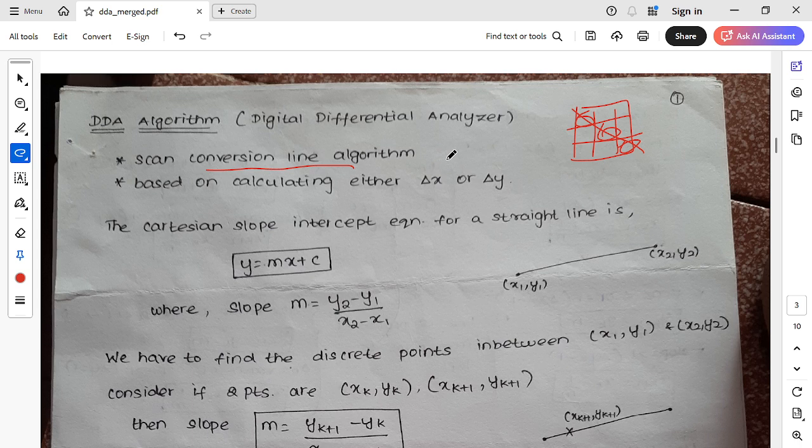Another important thing is that the DDA algorithm is fully based on calculating either delta x or delta y. The Cartesian slope intercept equation for a straight line is y equal to mx plus c, where m is nothing but the slope. This is how we calculate the slope value: y2 minus y1 divided by x2 minus x1. Here I'm going to draw this: this is going to be my starting point, and this one is going to be my end point. So the starting point is x1 comma y1 and the end point is x2 comma y2. From this I calculate the slope, y2 minus y1 divided by x2 minus x1.